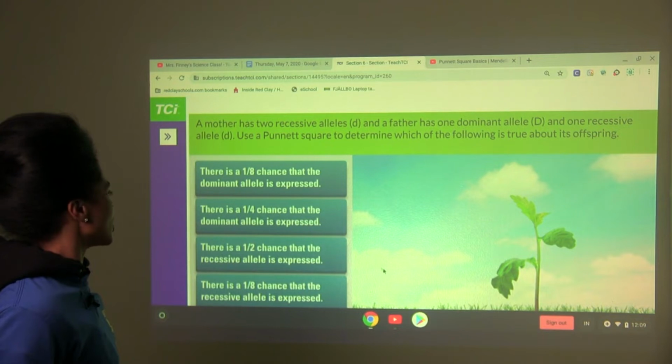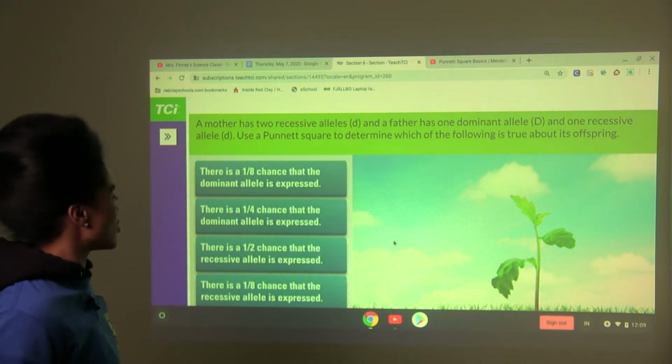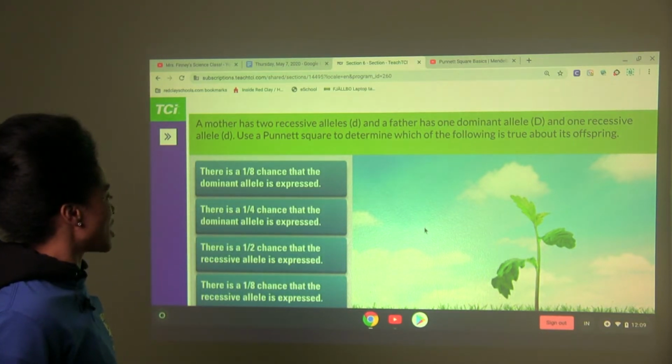All right, so if you were to create a Punnett square, if you place the mother here across the top, you would have a recessive allele and a recessive. If you place the father along the side, you would have a dominant and a recessive, right? So that would be 1/4 chance dominant recessive, 1/4 chance dominant recessive, right? And then below you would have 1/4 chance recessive recessive, and then another 1/4 chance of recessive recessive.